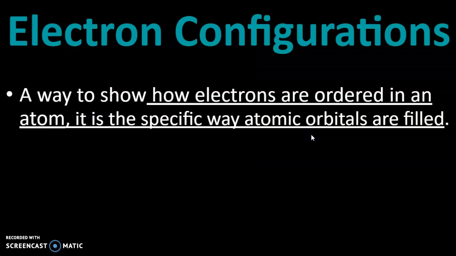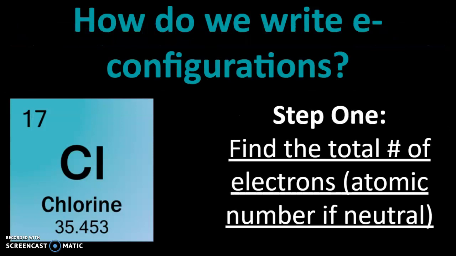All right, so now here's the nitty-gritty part of writing the electron configurations. An electron configuration is a way to show how electrons are ordered in an atom, because it's going to be specific to the way that their orbitals are going to be filled. So let's take a look. Step 1. You're going to find the total number of electrons. We're going to take chlorine, for example, and while you write this in your notes, go ahead and write down the atomic number of chlorine. How many protons and electrons does it have?